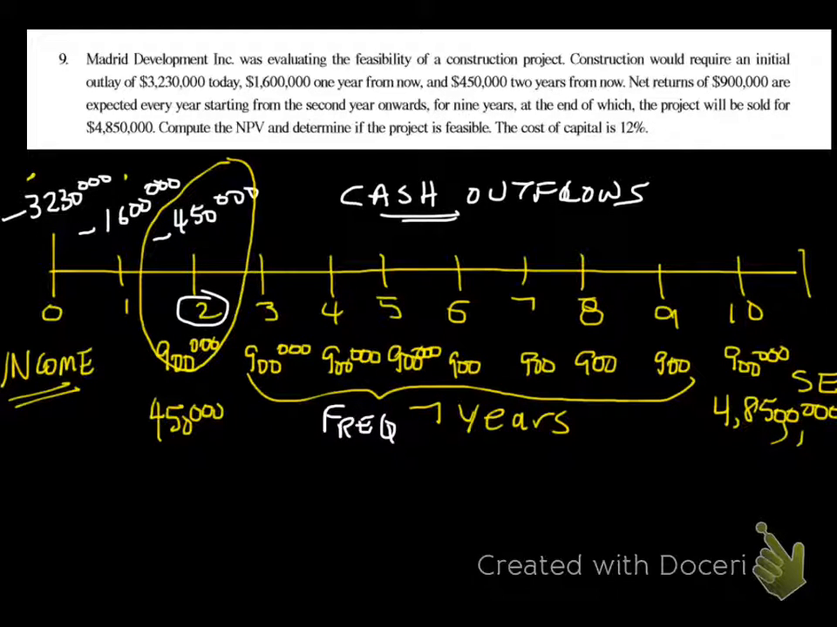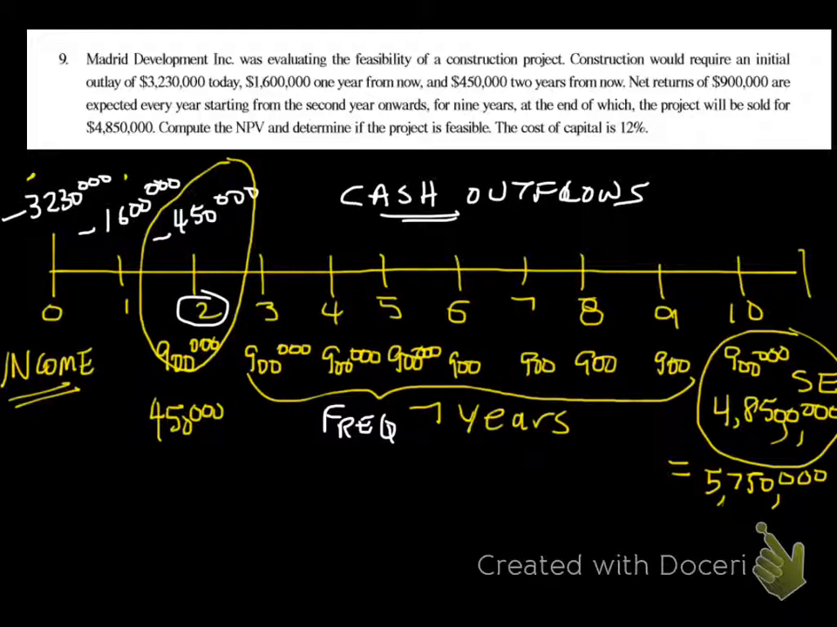And the very last entry, for the period at the end of year 10, is going to be 2 inflows of money. It's going to be $900,000 as our last year of revenue, plus the fact that we're going to sell it for $4.85 million, which gives us a total net income for the end of year 10 of $5,750,000. So there you have it.